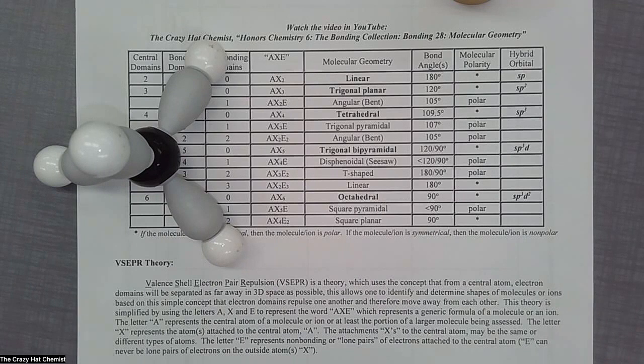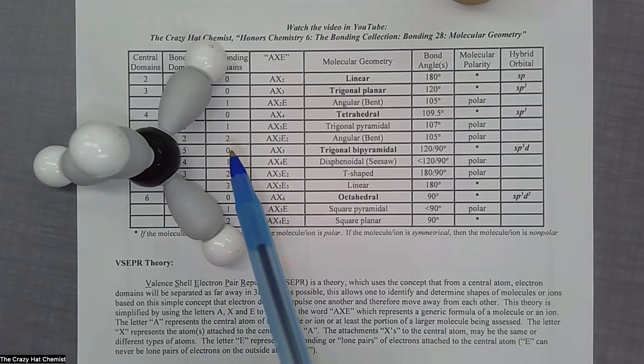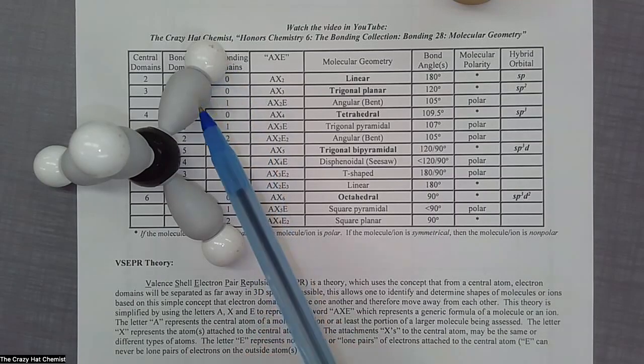So if you've ever played Dungeons and Dragons or something like that, then you have multi-sided dice other than the 6-sided dice, and maybe that will give you a reference as far as their shapes. Okay, so this is a tetrahedral.